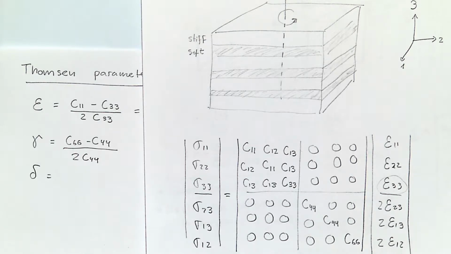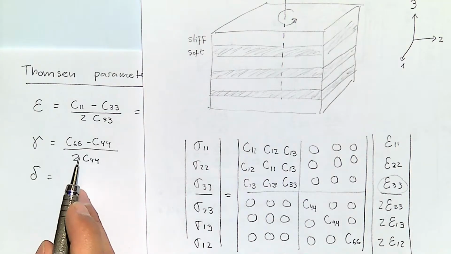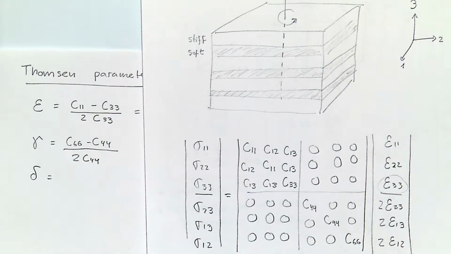And that one characterizes the anisotropy of the shear velocities. Usually, in this type of media, one velocity is faster than the other, so there's going to be the fast shear wave velocity and the slow shear wave velocity. And that parameter characterizes that.